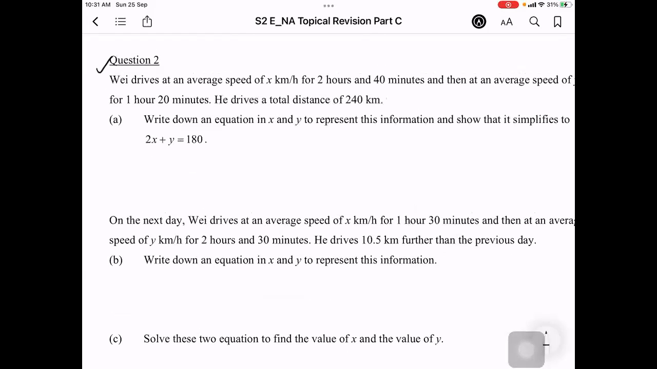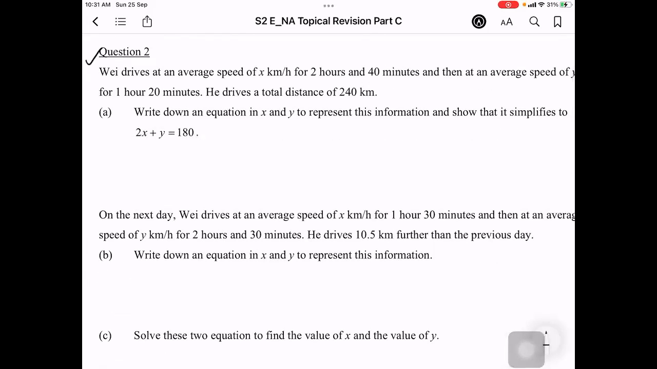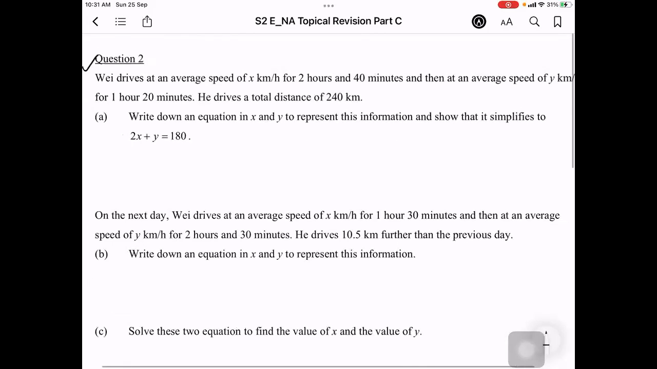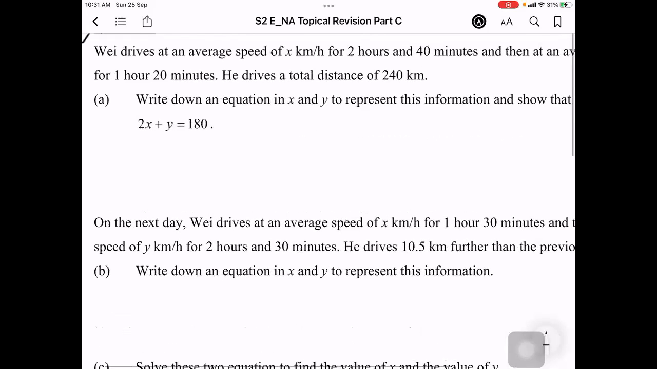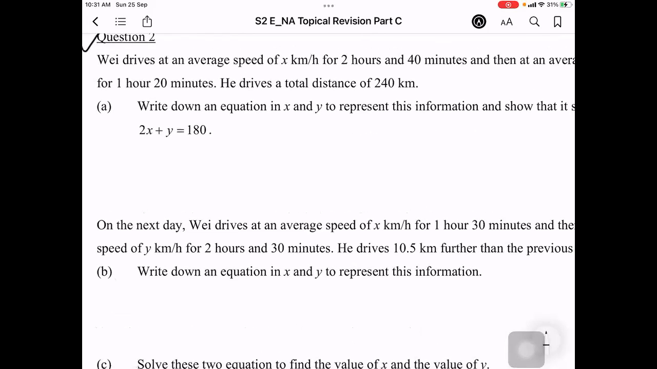First question. Wei drives at an average speed of x kilometres per hour for 2 hours and 40 minutes, then at another average speed of y kilometres per hour for 1 hour 20 minutes. He drives a total distance of 240 kilometres. For this kind of question, I always like to write down the information, DST, for each of the different parts. So there are 2 portions of the journey.